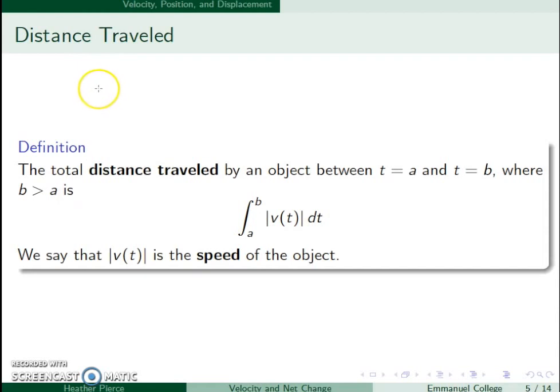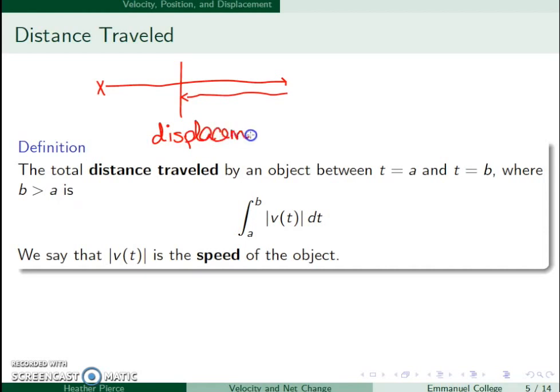So for example, if I start here, and I walk over, and then I walk back a little bit, this position right here would be my displacement. However, that's not my total distance traveled. The total distance traveled would be this entire thing that loops back around. So the distance traveled is usually longer than the displacement.